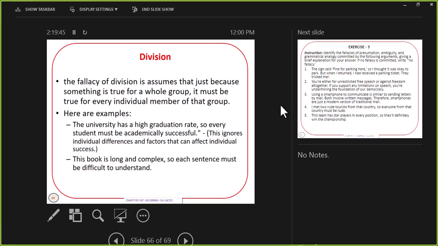Fallacy of division is just the direct reverse of composition. It's assuming that just because something is true for a whole group, it must be true for every individual member of that group, right? The university has a high graduation rate, so every student must be academically successful. This ignores individual differences and factors that can affect individual success. This book is long and complex, therefore each sentence must be difficult to understand. It's typically division.